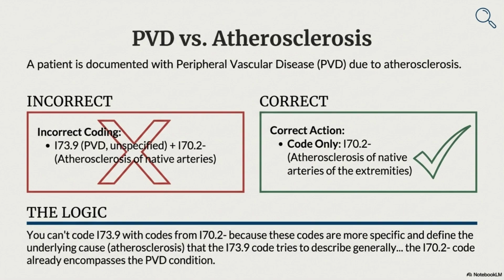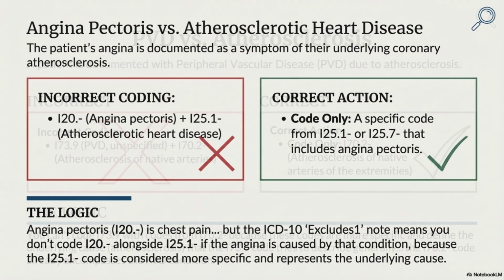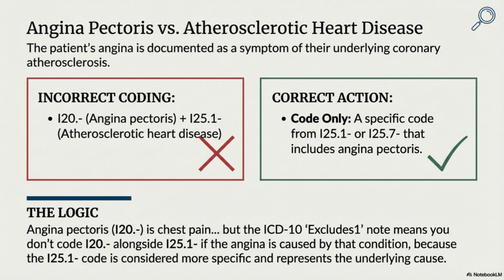This same logic applies to our next example. Angina often occurs because of coronary atherosclerotic disease, CAD. So when the provider documents both, you don't code angina separately. The coronary atherosclerotic disease code already covers it. Think of it this way. Same cause, angina and coronary atherosclerotic disease both come from plaque buildup in the coronary arteries.